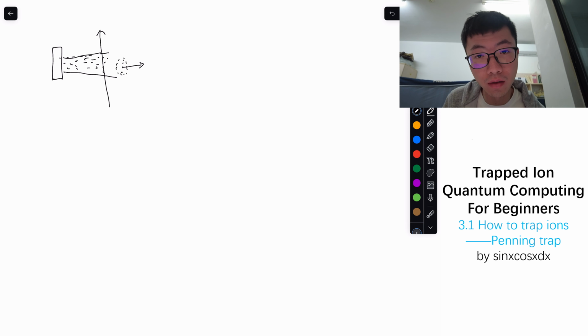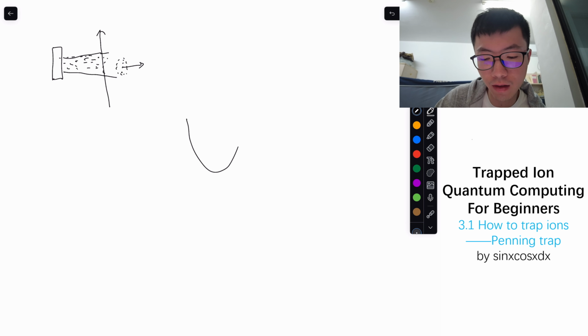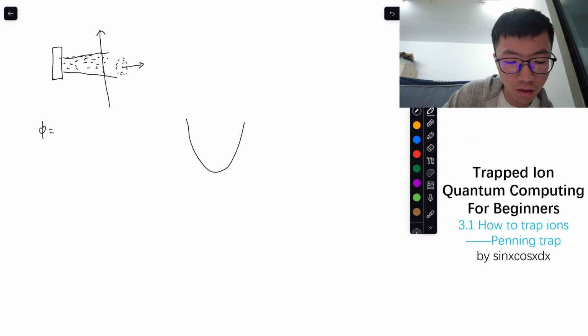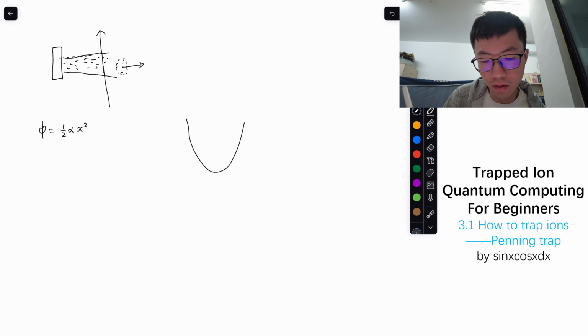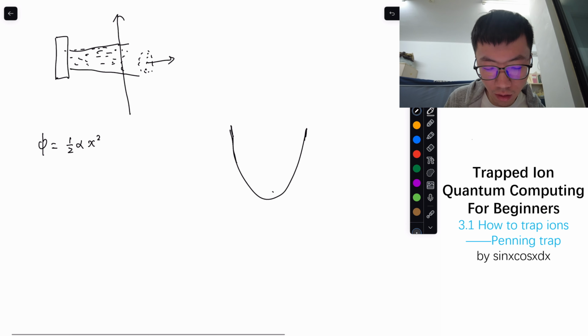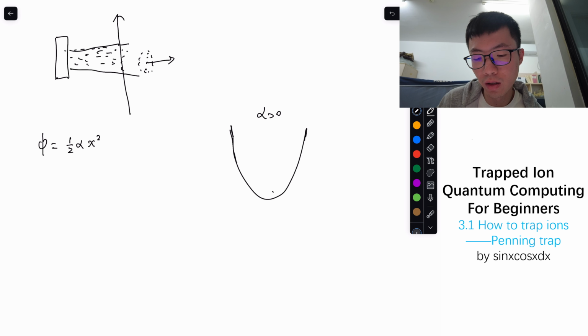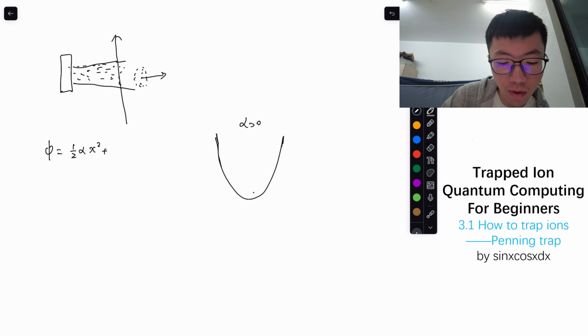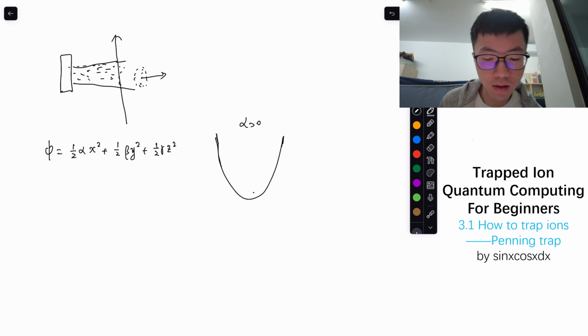the electric field, right? If we form an electric potential like this, for example, phi equals 1/2 alpha x squared, it has such a potential, and then the particle, the ion, could be confined at the bottom of this potential, if alpha is positive, right? As free space has 3 dimensions, we can get the potential also in 3 dimensions like this, and then the particle will theoretically be confined in all 3 dimensions. Is that right? It seems to be fantastic, right?